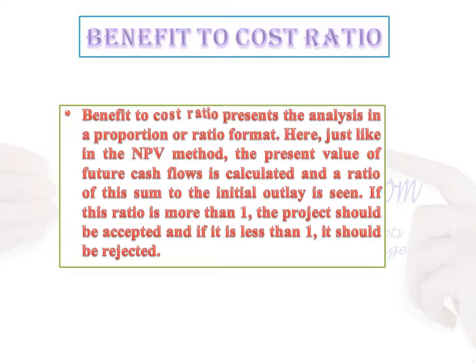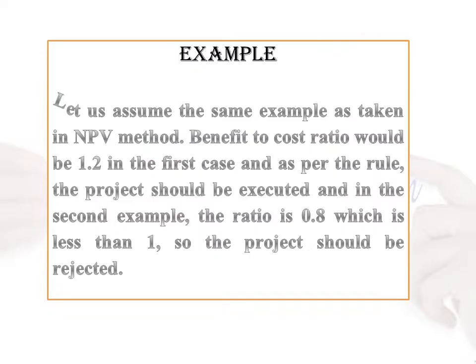Benefit to cost ratio presents the analysis in a proportion or ratio format. Here, just like in the NPV method, the present value of future cash flows is calculated and a ratio of the sum to the initial outlay is seen. If this ratio is more than 1, the project should be accepted, and if it is less than 1, it should be rejected. Let us assume the same example as taken in NPV method.